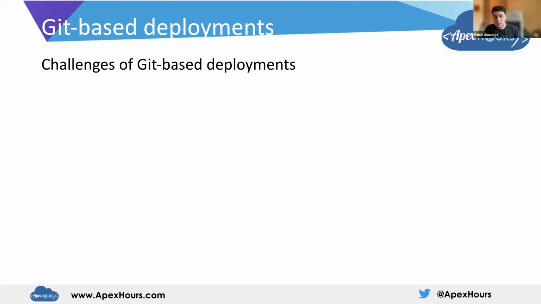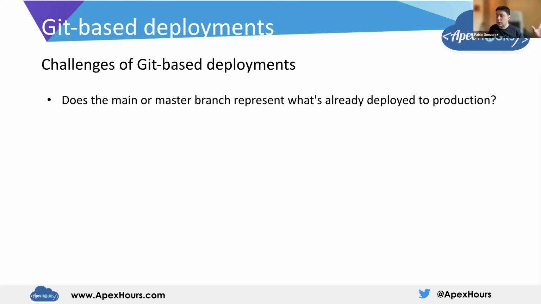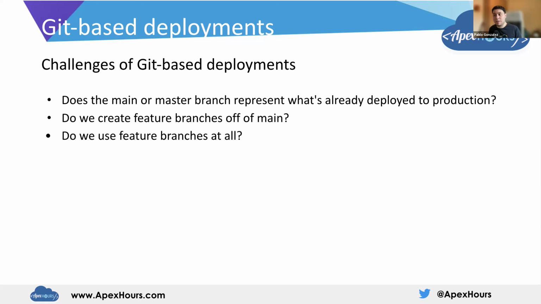Now, there are some challenges to Git-based deployments. If you choose to deploy this way, by having the intent in Git, that opens a huge can of worms. And suddenly you have all these questions. Like, does the main or master branch represent what's already in production? Or does it represent what you want to be in production later on? Also, do we create the feature branches from main? Or do we create them from the development branch or from integration? We don't know, right? It's a question that needs to be answered.